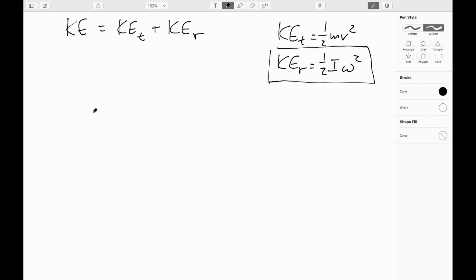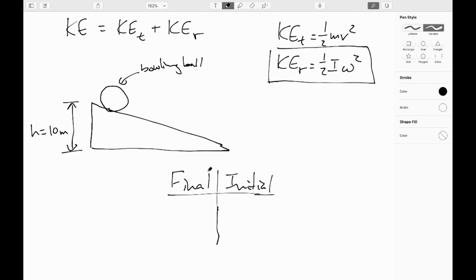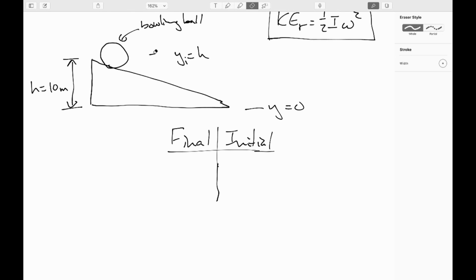So for instance here, we can do a problem where, say, we go ahead and let a bowling ball, mass doesn't matter, radius doesn't matter, roll down an incline that is, well, let's say 10 meters high, just to make the numbers straightforward. So now when we do our energy conservation, we still can make a table, final, initial. So we're going to want to put y equals 0 at the bottom. So then this here would be y initial is equal to the height up here.